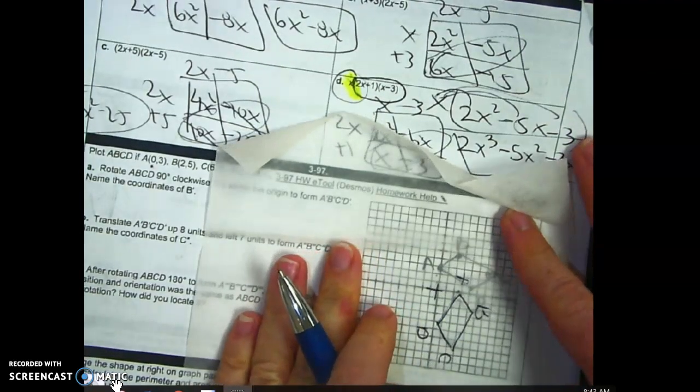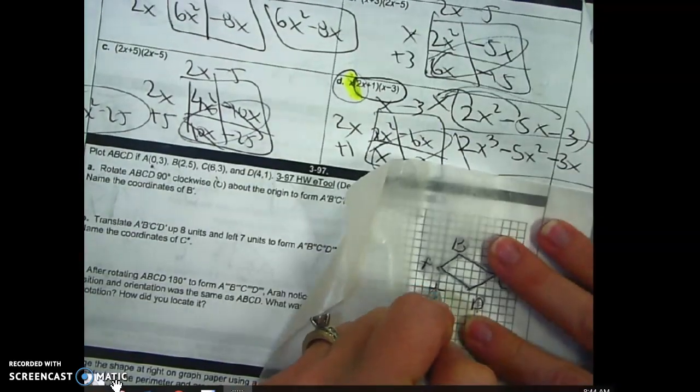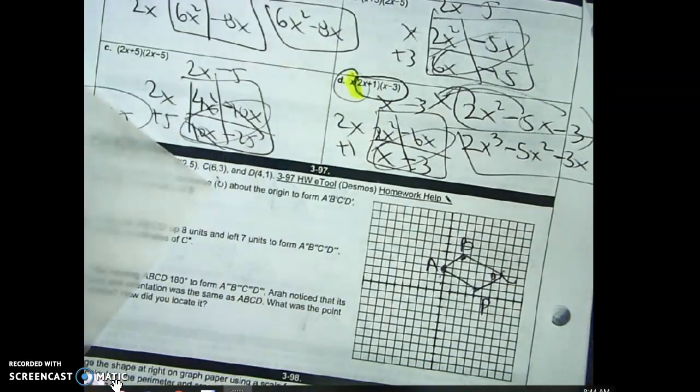Did I do clockwise? I hope I did that right. Let me just make sure. So I do one turn. Yep, we're good. Another way to do that is, so a lot of you don't have patty paper.